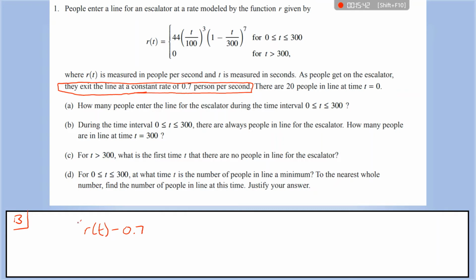Integrate. Okay, I'm going to integrate again. From what to what? Zero to 300. From 0 to 300 again. Okay. And then we already had some people in line at the time 0. So this is my change in people in line from 0 to 300 seconds. But I also had some people in line at the start. So how many were already in line at the start? 20. Okay, that was good.